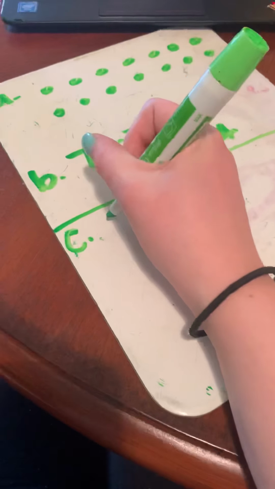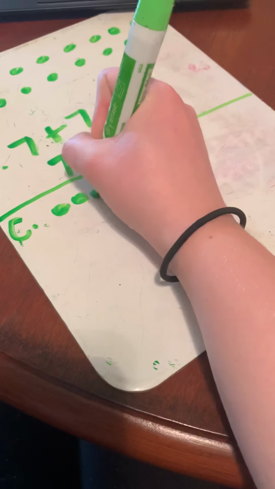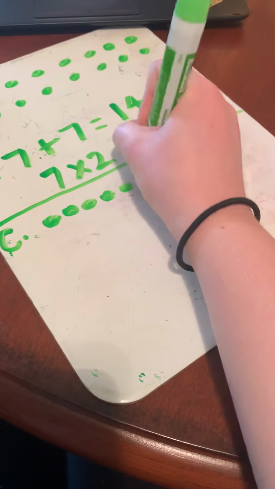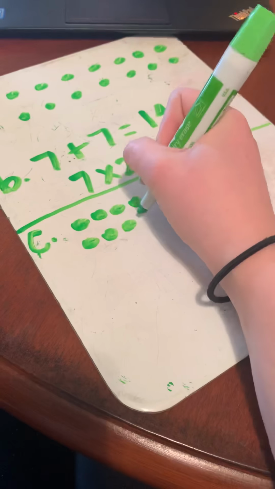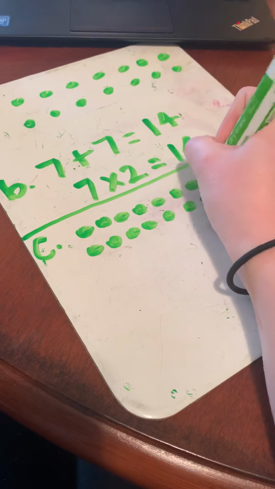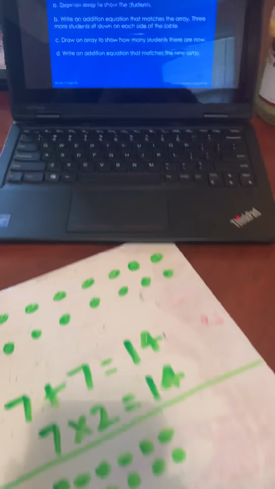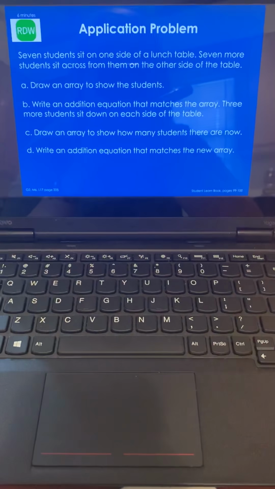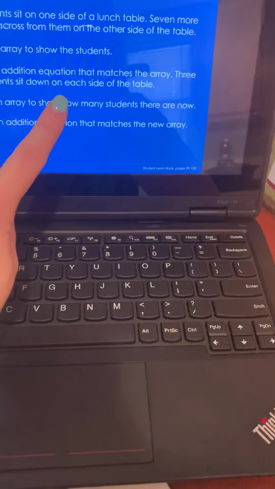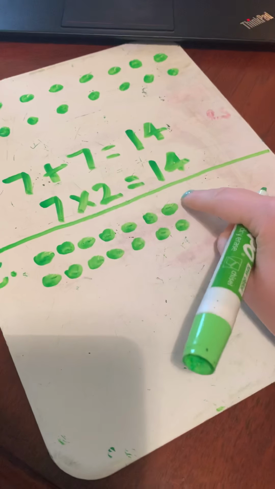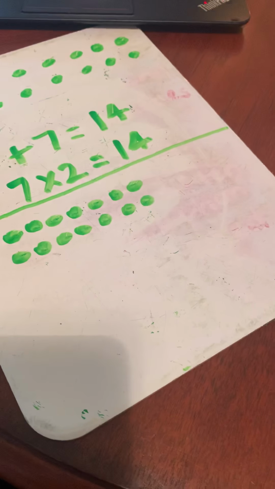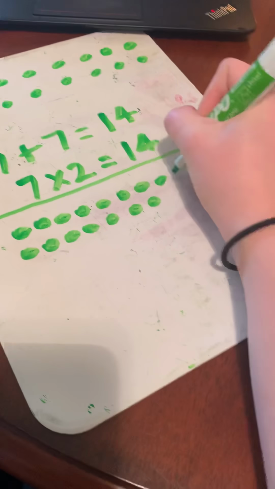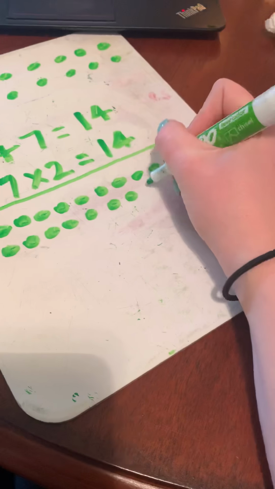So, 1, 2, 3, 4, 5, 6, 7. 1, 2, 3, 4, 5, 6, 7. Okay? So it says that 3 more students sit down on each side of the table, each side. So I'm going to add 3 to each of my rows because 3 come and sit down on each side, 3 more. Okay? So 1, 2, 3. 1, 2.